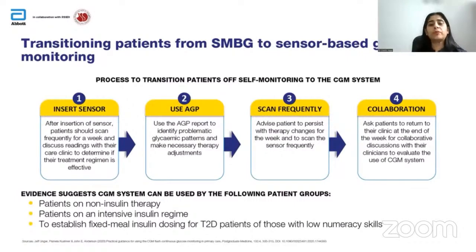So who are the patient groups where CGM proves to be very, very beneficial? Where can you suggest this? Where can you use it? Of course, any patient with diabetes, it could be a type 2 patient on non-insulin therapy. It could be a patient with type 2 diabetes on an intensive insulin regime. It could be a type 1 diabetic, of course, who has to adjust his insulin doses. And of course, even in patients with type 2 diabetes who have low numeracy skills, there also sometimes we can really make benefit if we use CGM to establish the fixed meal insulin dosing.